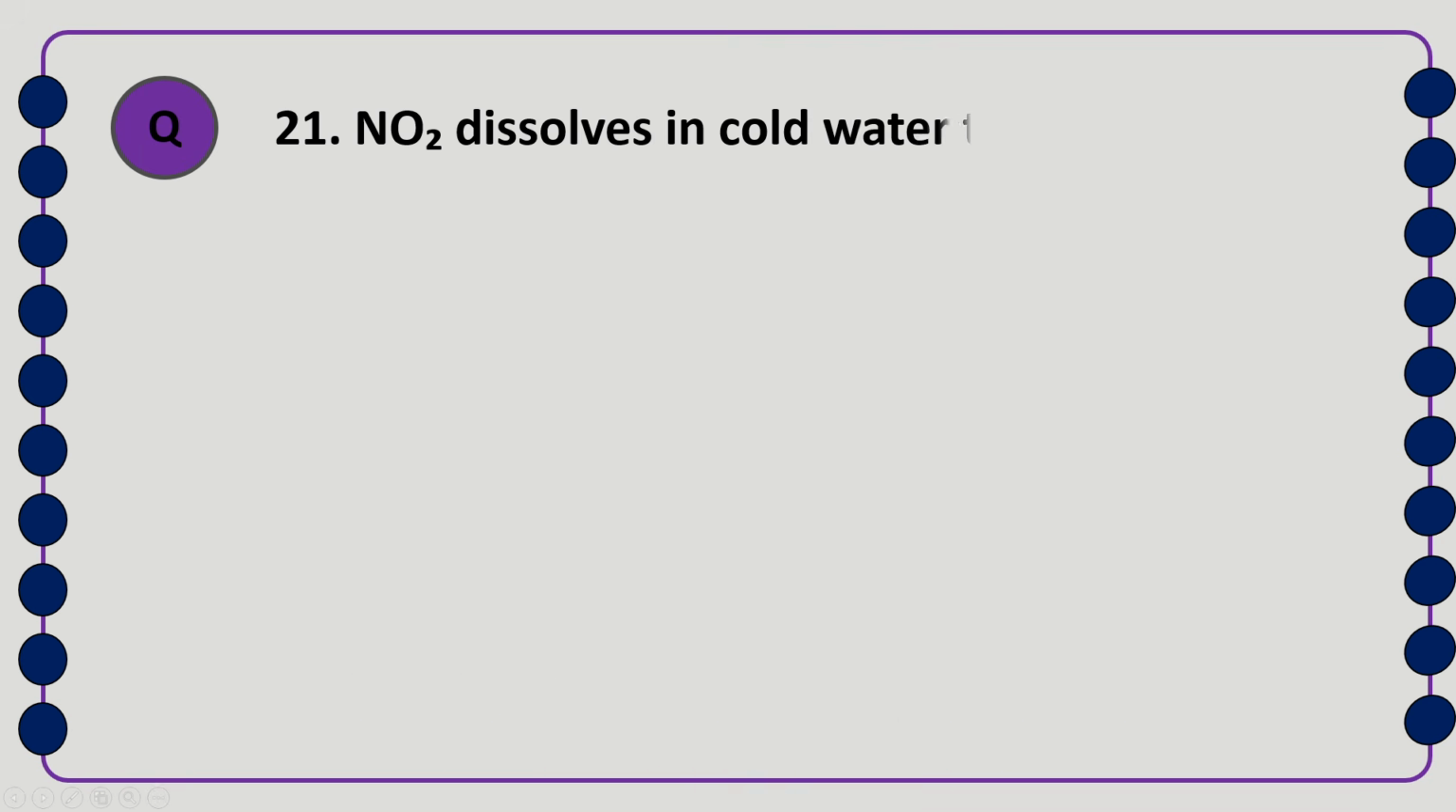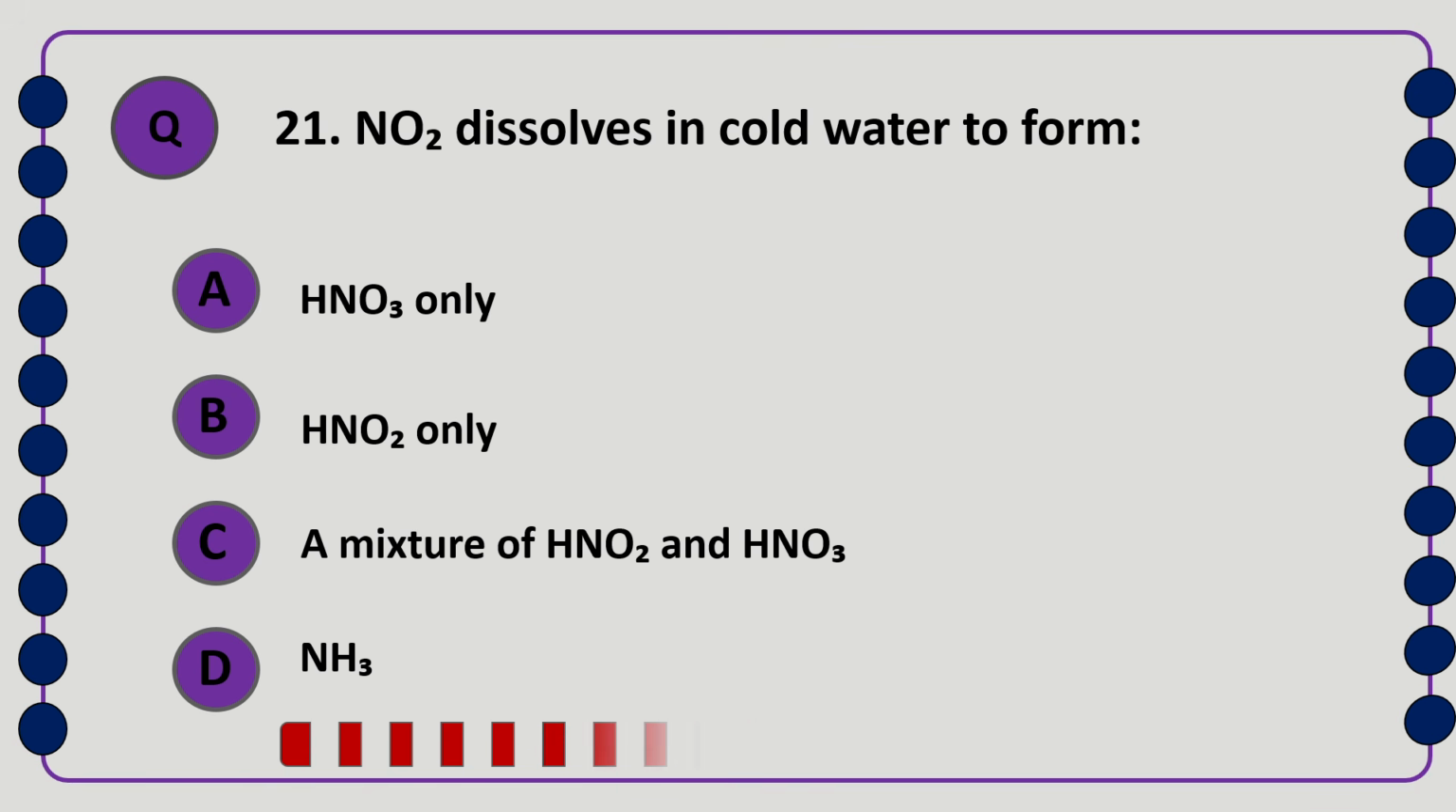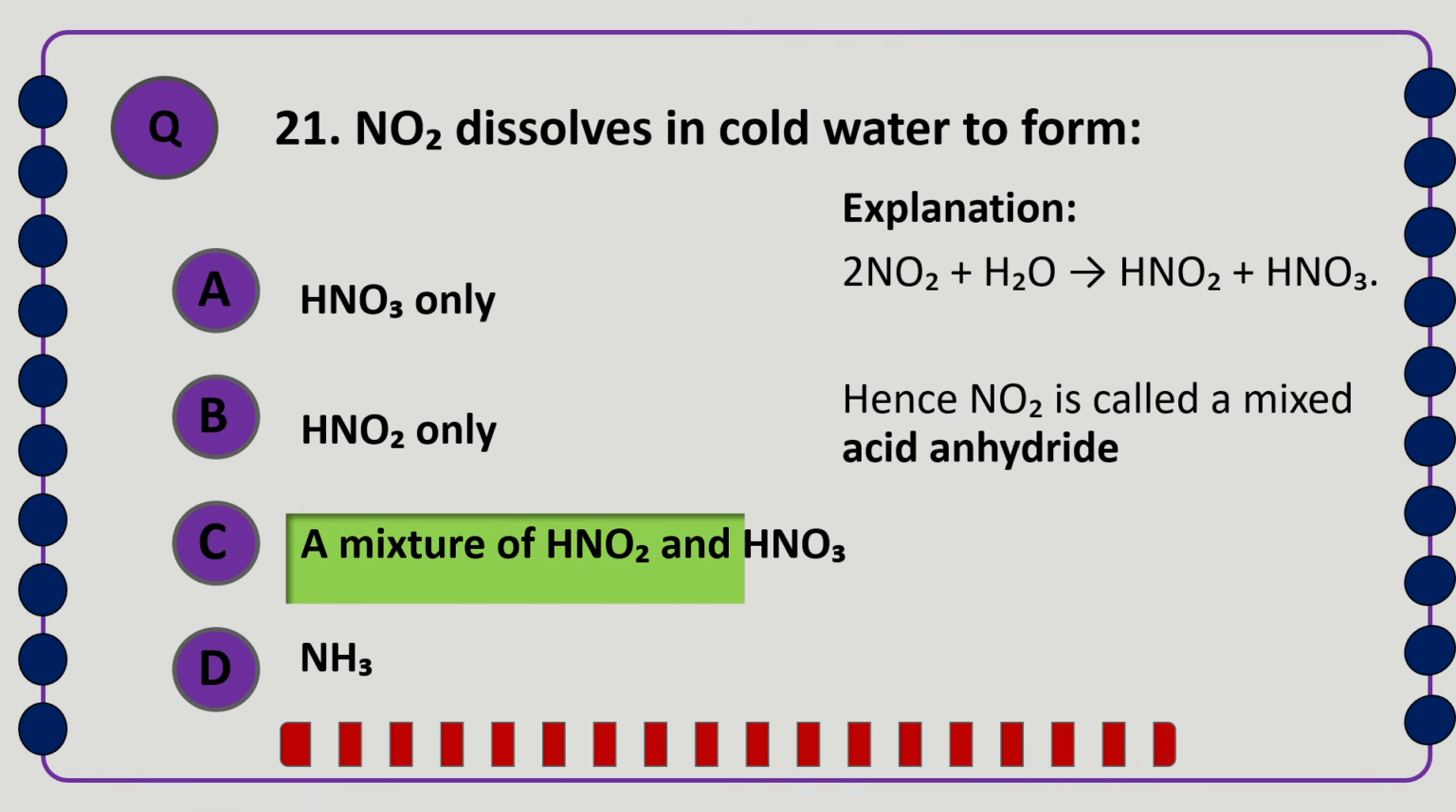Question number 21. Nitrogen dioxide dissolves in cold water to form nitric acid only, nitrous acid only, mixture of nitrous and nitric acid, or ammonia. The correct option is mixture of nitrous and nitric acid. Why? The answer is nitrogen dioxide is called a mixed acid anhydride. I will request you to go through chapter 3 to know the meaning of acid anhydride. Let us move to the next question.